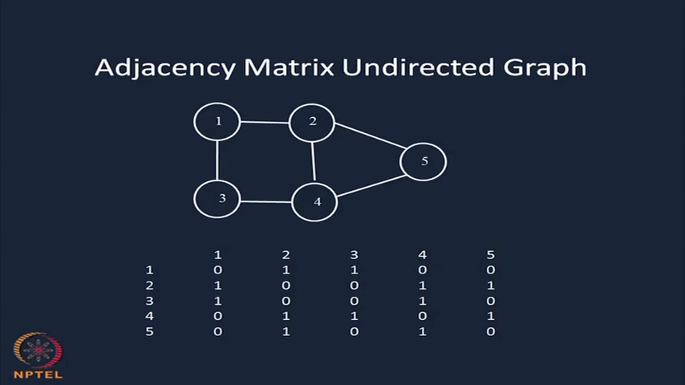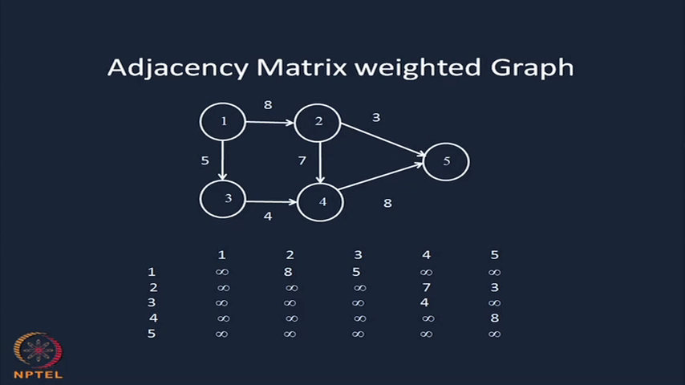This is the only difference between directed and undirected graph, because in a directed graph if there is a path from 1 to 2, only 1 to 2 will be 1, whereas for the undirected graph, if there is a path from 1 to 2, then 1 to 2 will be 1, whereas 2 to 1 also will be 1. The other things will remain the same. So, this is the example of undirected graph.